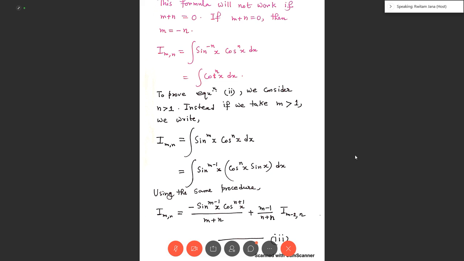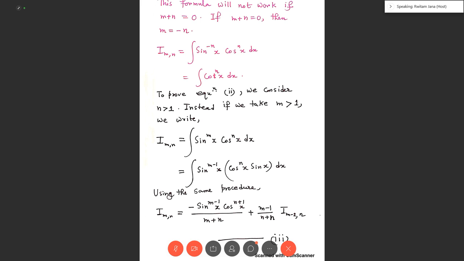And if m equals minus n, it will become I suffix m comma n equals the integration of sine to the power minus nx cos to the power nx dx. You can find this integration very simply, because you already know about the integration of tan to the power nx dx. So this is one simple thing that I have calculated.